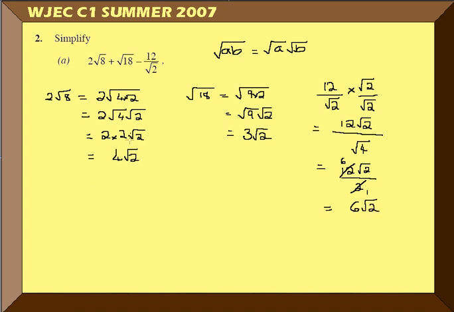If we put it all together, 2 root 8 became 4 root 2, root 18 became 3 root 2, and then we need to take away 12 over root 2, which is 6 root 2. 7 root 2 take away 6 root 2, our final answer is 1 lot of the square root of 2.